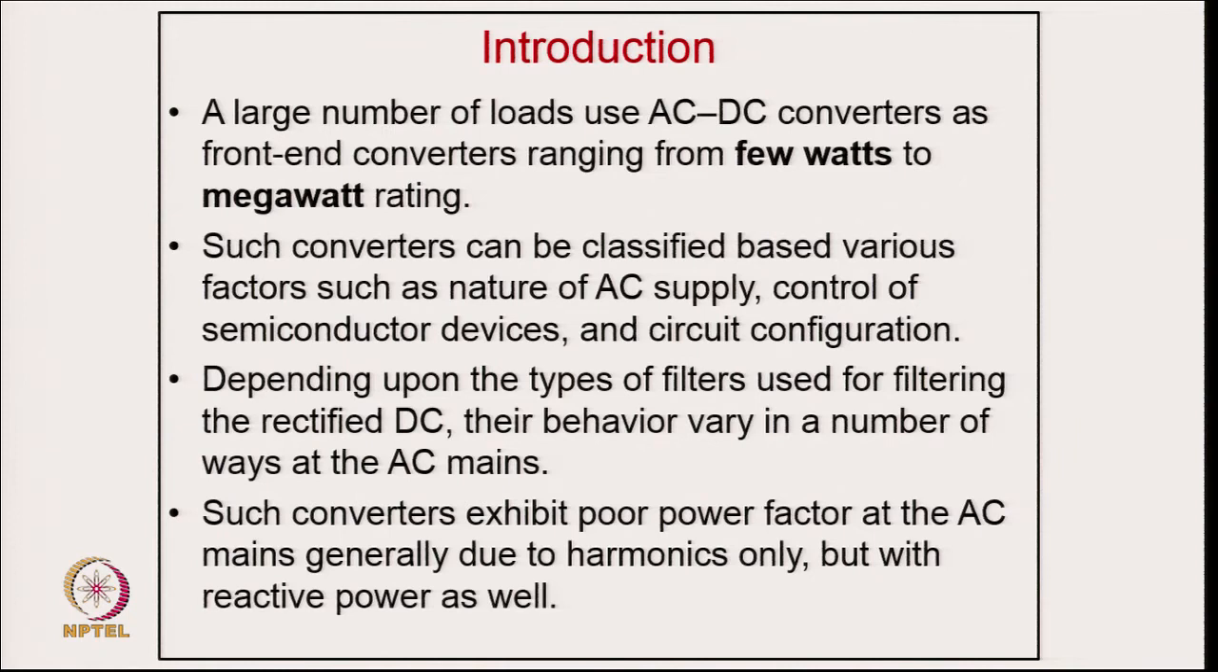A large number of loads use an AC-DC converter as a front end converter, ranging from a few watts to megawatt rating. Such converters can be classified based on various criteria such as the nature of the AC supply, control of semiconductor devices and the circuit configuration. Depending upon the type of filter used for filtering the rectified DC, their behavior varies in a number of ways on the AC mains, and such converters exhibit poor power factor at the AC mains, generally due to harmonics only, or with reactive power as well.